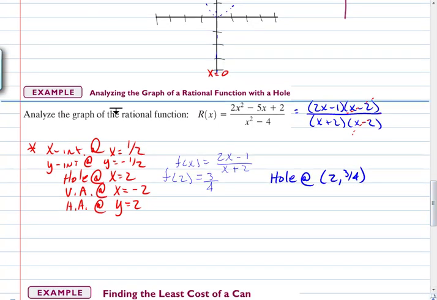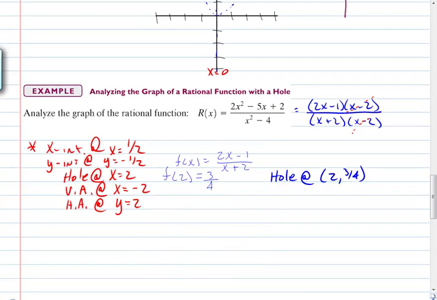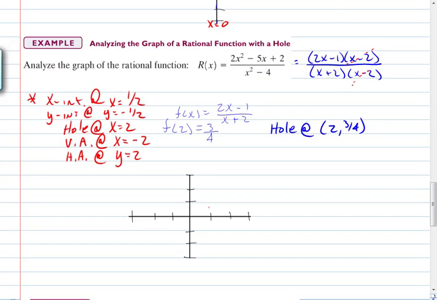So putting all this together then, we can sketch in our graph. What points can I plot? X equals 1/2, y equals negative 1/2. We have a hole at 2, 3/4, so we have a hole right there. And we have asymptotes at x equals negative 2 and y equals positive 2. So when we sketch in our graph, we know that our function is going to have this behavior and become asymptotic here. And it's also going to go over here and become asymptotic.